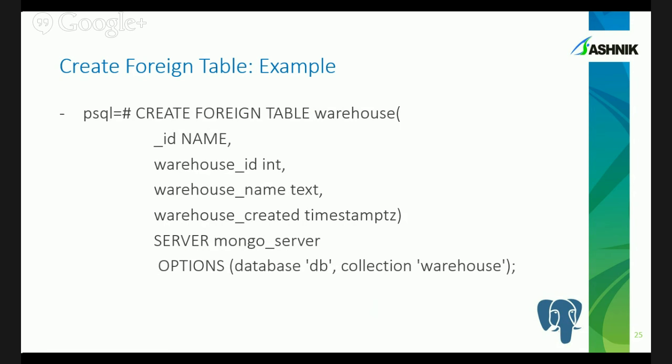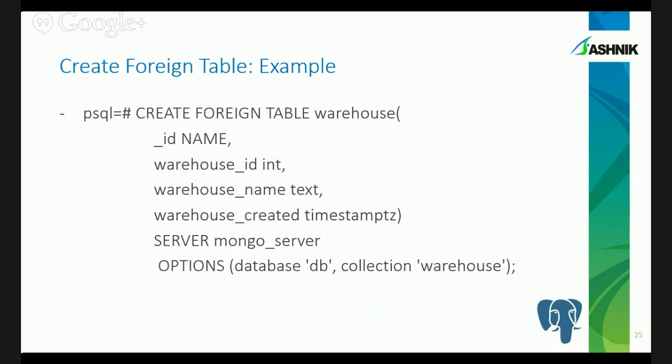So in this foreign table, or in this collection, I have the fields ID, warehouse ID, warehouse name. ID is a standard object ID in MongoDB. We'll discuss that later on. And then there is a timestamp field, warehouse created, and I'm specifying the details of the collection and the database. And I'm only telling it that you need to use the Mongo server for this. So I don't have to provide the complete details of the server again. I can just use the server name that I have created earlier.